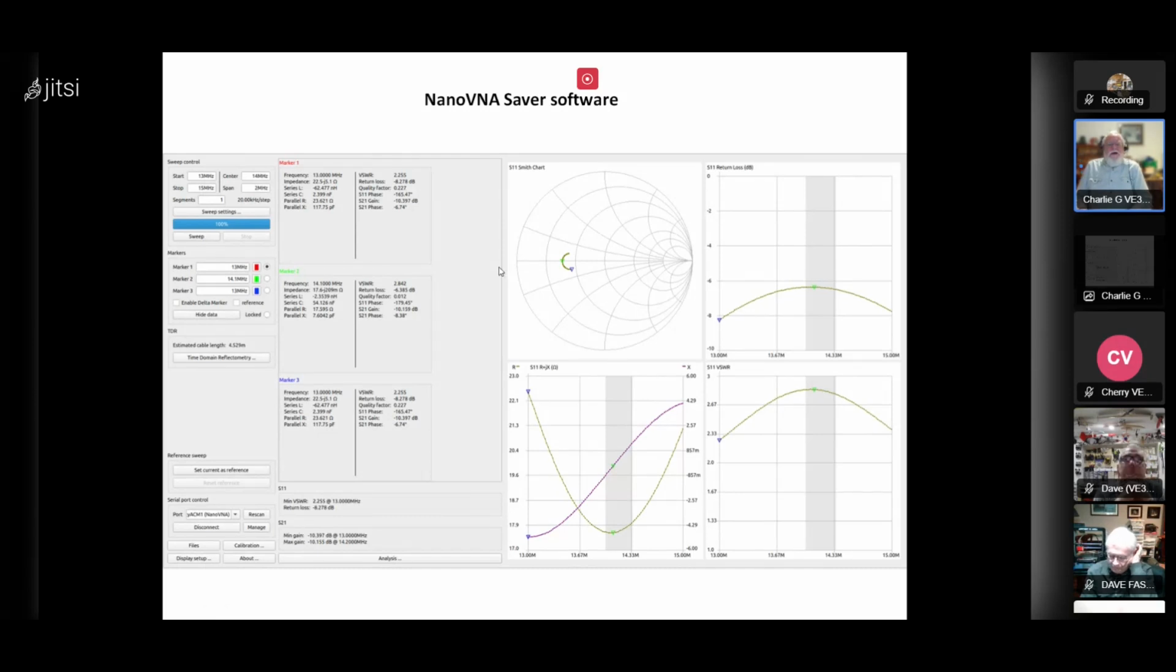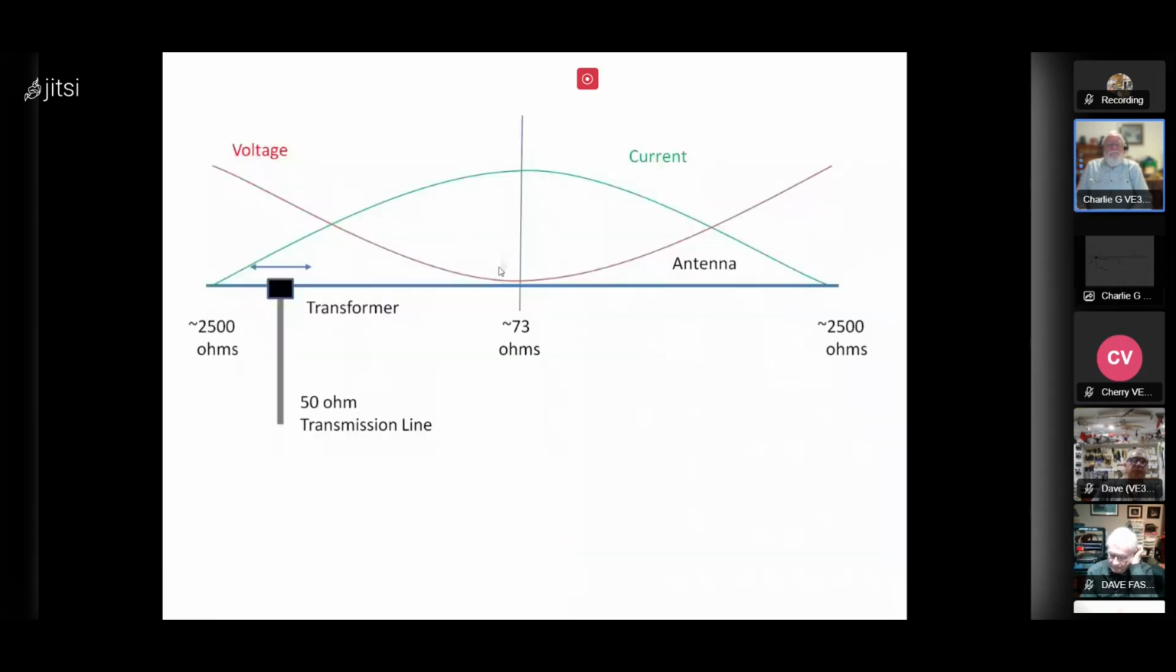So the reason for that, I believe, is that my feed point isn't actually right at the end of the half-wave antenna. If you look at a standard half-wave antenna, with its maximum voltages at the ends and maximum current in the middle, if I feed it right here in the center, that is the standard dipole, and it'll have a feed point impedance of, on the order of, 73 ohms.